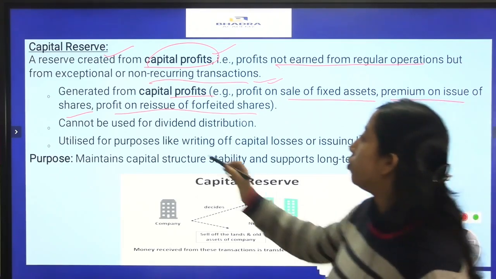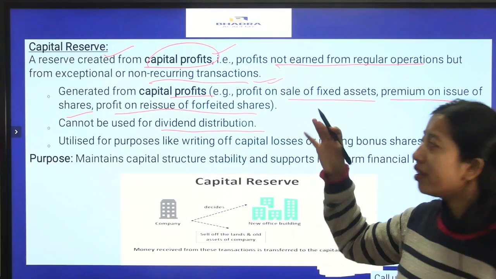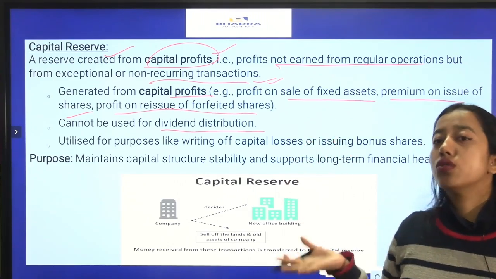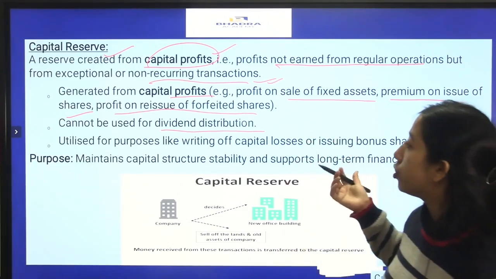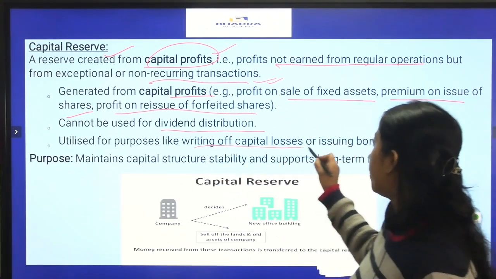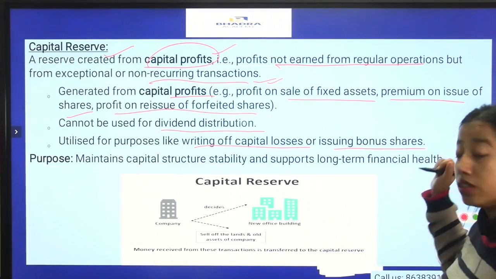And it cannot be used for dividend distribution. Remember, the capital reserve cannot be used for dividend distribution. It is utilized for the purposes of writing off capital losses or issuing bonus shares.